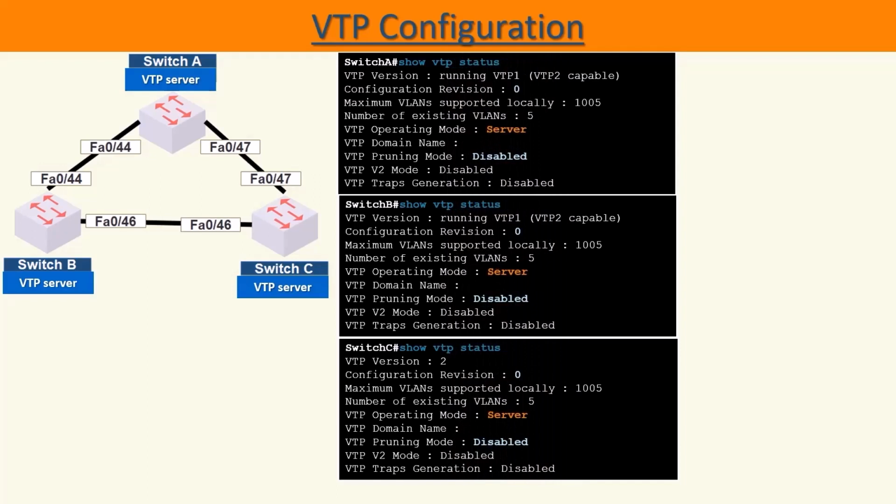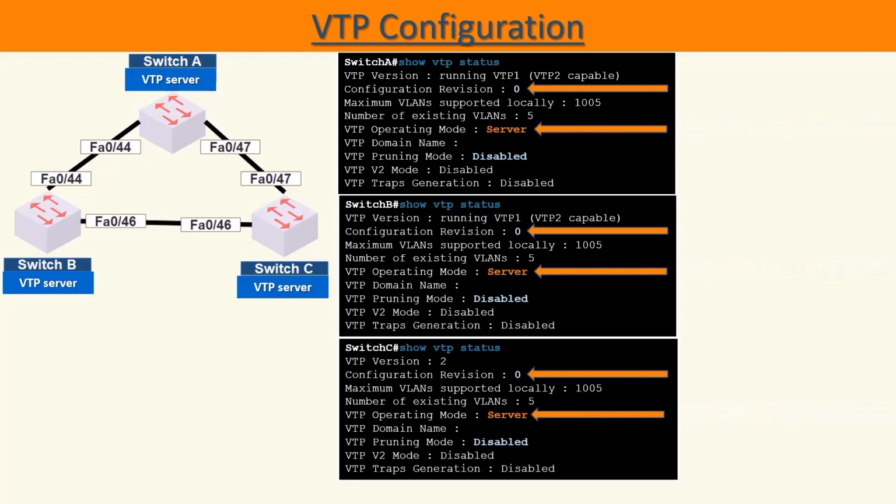In the output of this command, we see the revision numbers. Every time you add or delete a VLAN, that number is incremented. Here it is at 0 on the 3 switches because no VLAN changes took place. We also see the operating mode of the VTP.